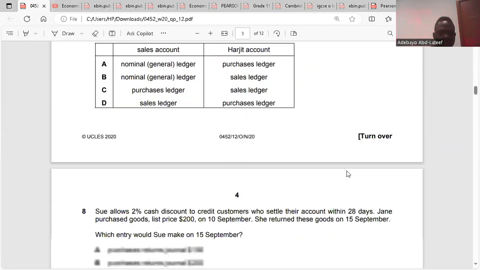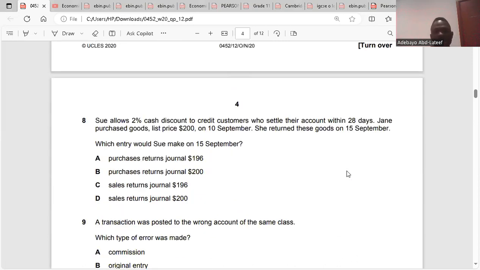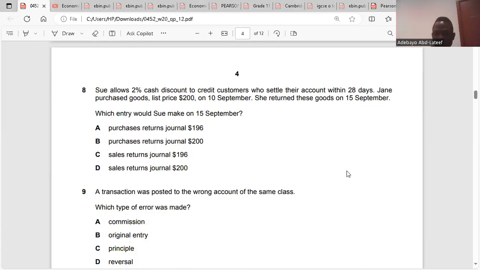Question 8. Sue allows 2% cash discount on credit customers who settle their accounts within 28 days. Jane purchased goods, list price of $200, on 10th of September. She returned these goods on 15th of September. Which entry would Sue make on 15th of September? Not some of the goods bought were returned, all were returned. So no entry was made for the discount. It is only into the sales returns journal that you record the total value, which is 200. So the answer is B. Clear, right? D.